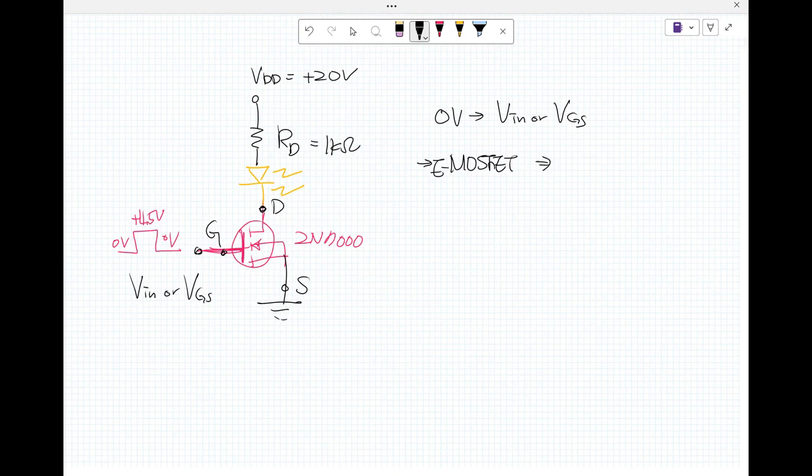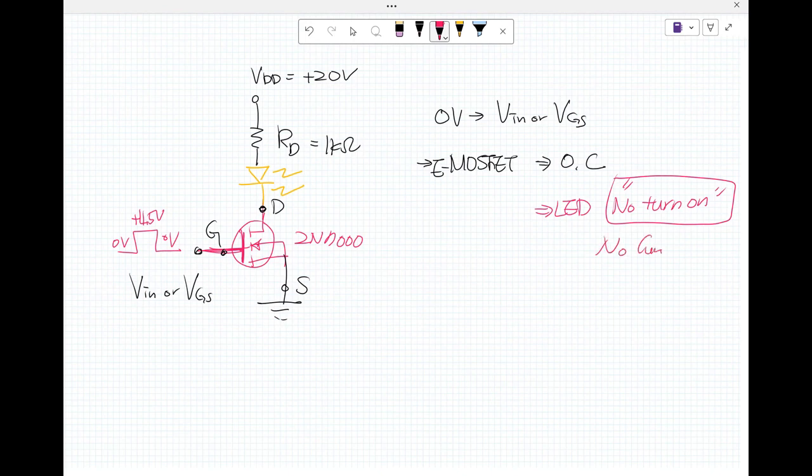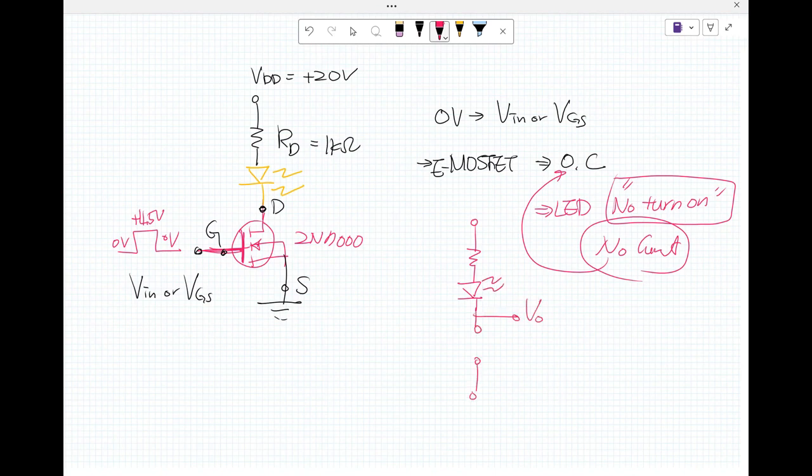the E-MOSFET is an open circuit, means the diode, the LED, does not turn on, right? Because no current. Why? Because that was an open circuit, like this one here. Okay, like this one.